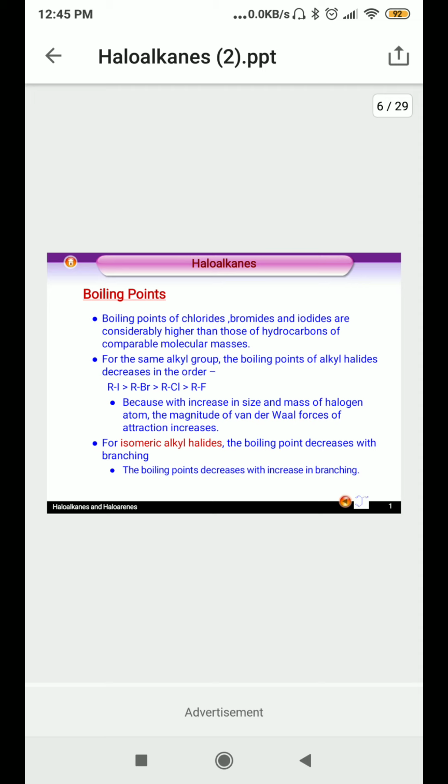Alkyl iodides and alkyl bromides have higher boiling points than alkyl chlorides and alkyl fluorides, because with an increase in the size and mass of the halogen atom, the magnitude of van der Waals forces of attraction increases, so the boiling point also increases. For isomeric alkyl halides, the boiling point decreases with branching. With an increase in branching, the boiling point decreases.